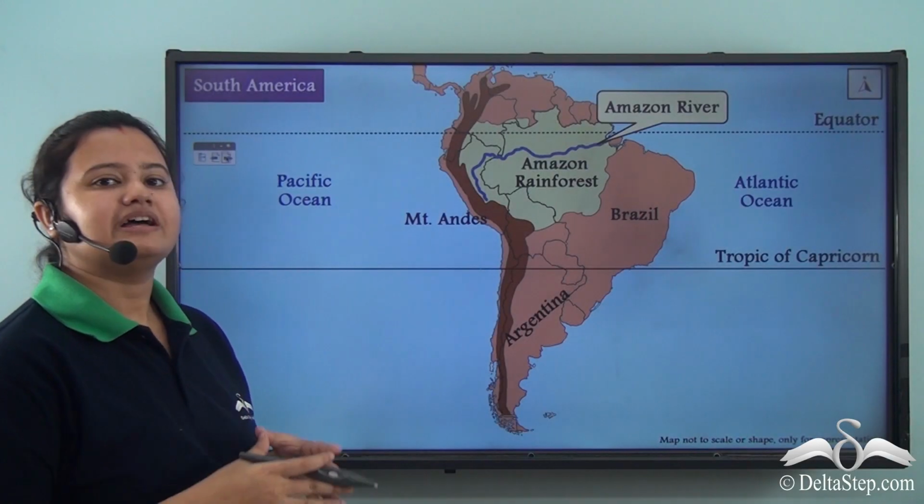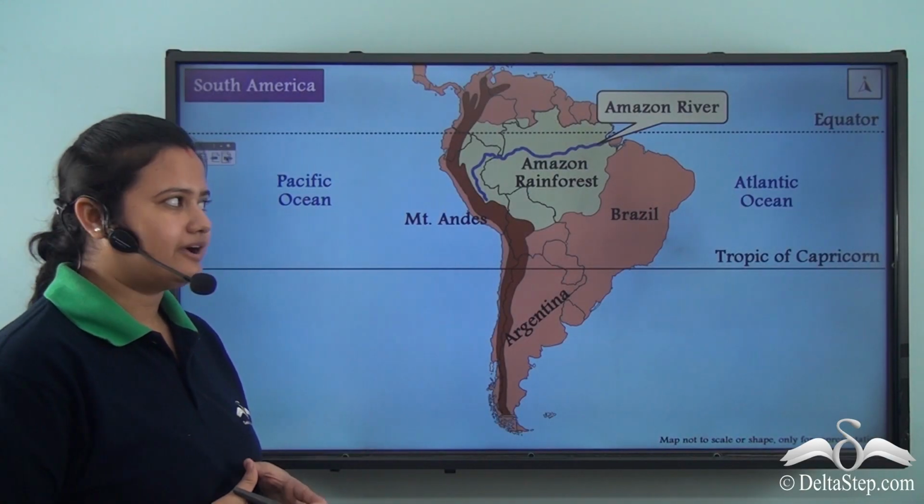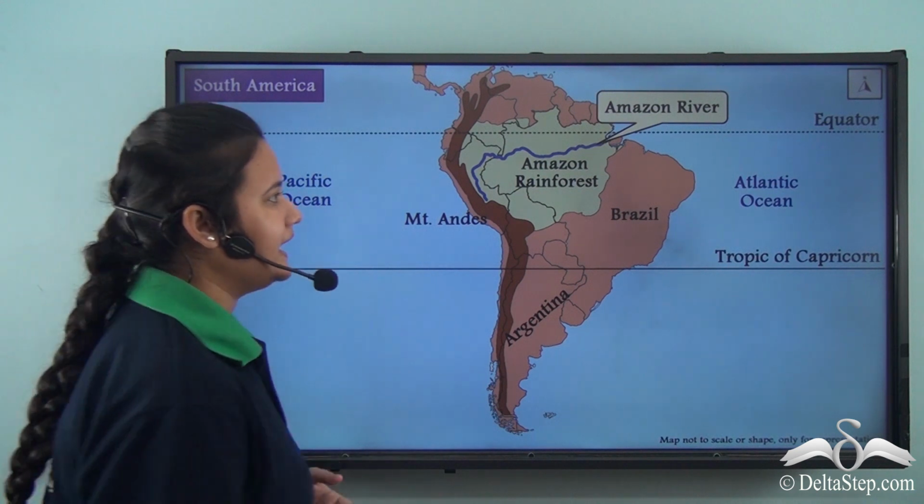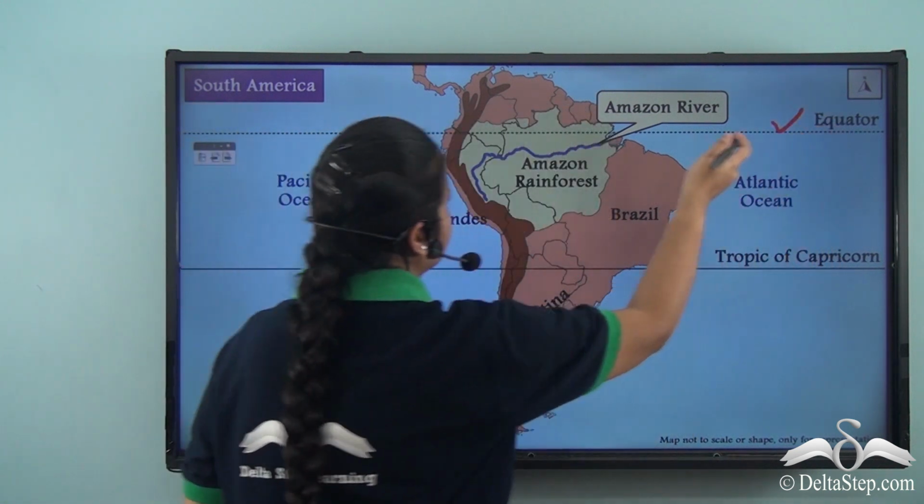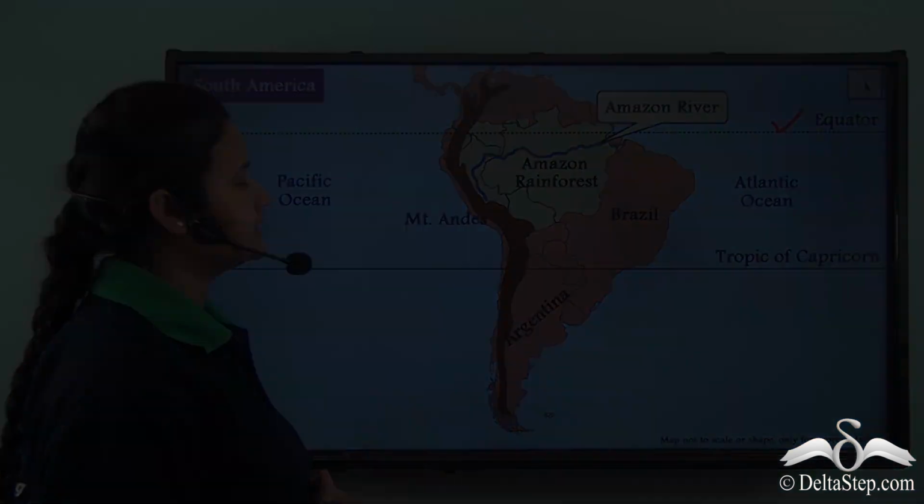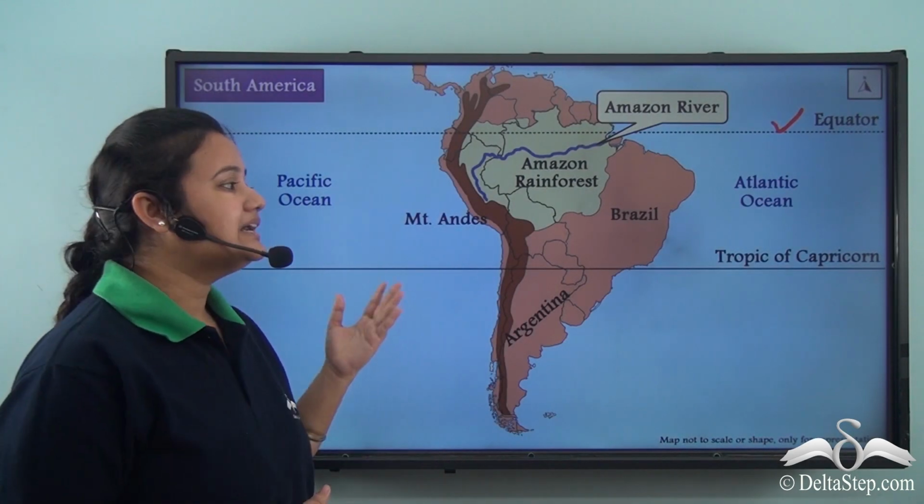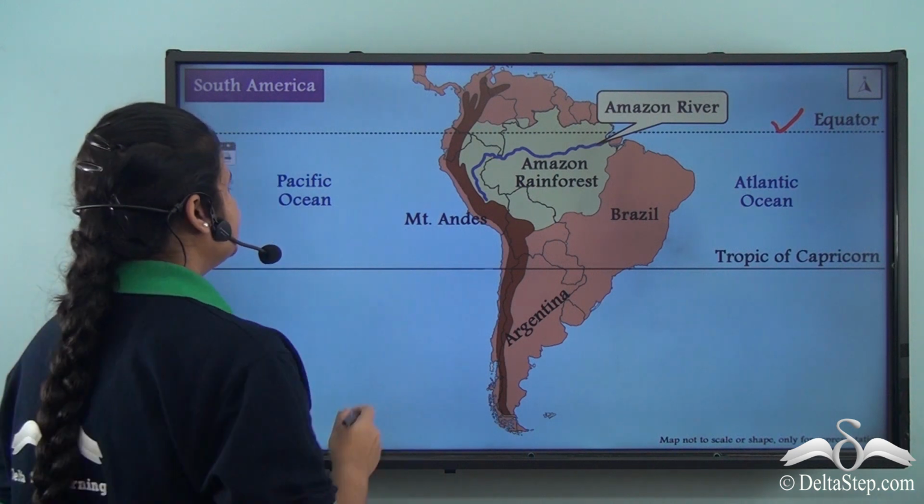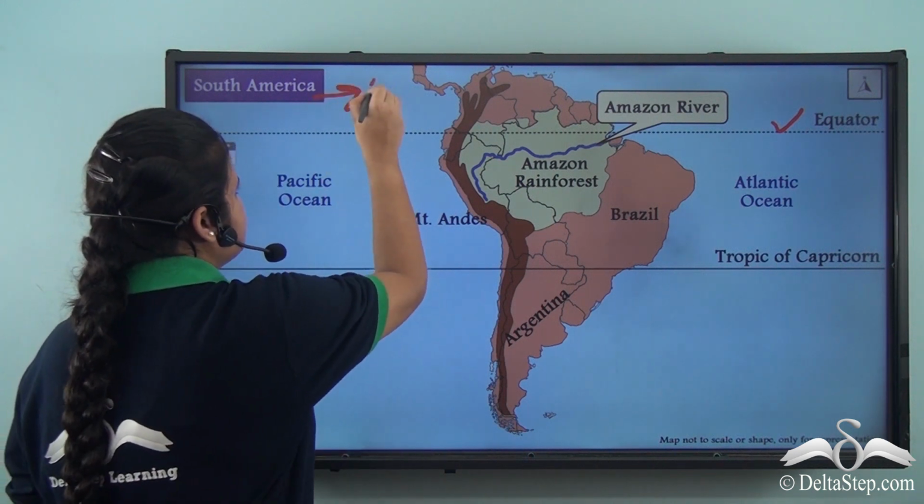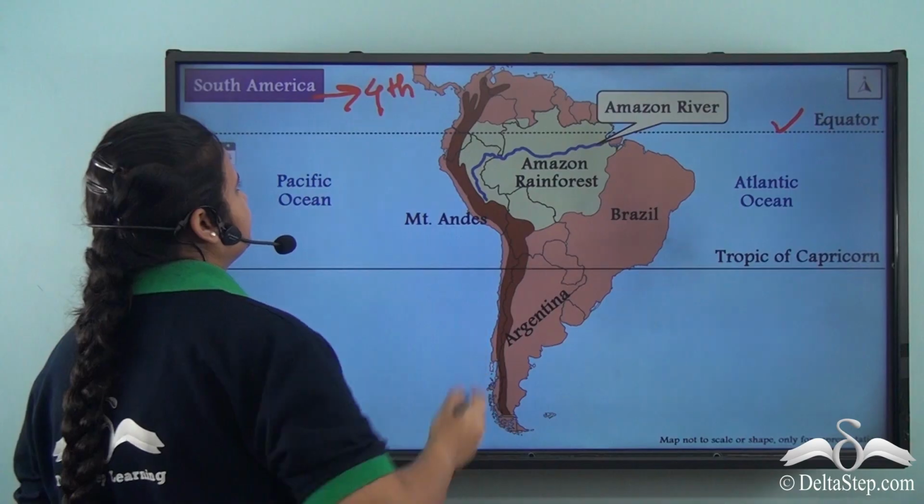So here we have the map of South America. We can see here that the equator passes through the northernmost part of the continent. So from here we can infer that South America mostly lies in the southern hemisphere. Now South America is the fourth largest continent in the world.